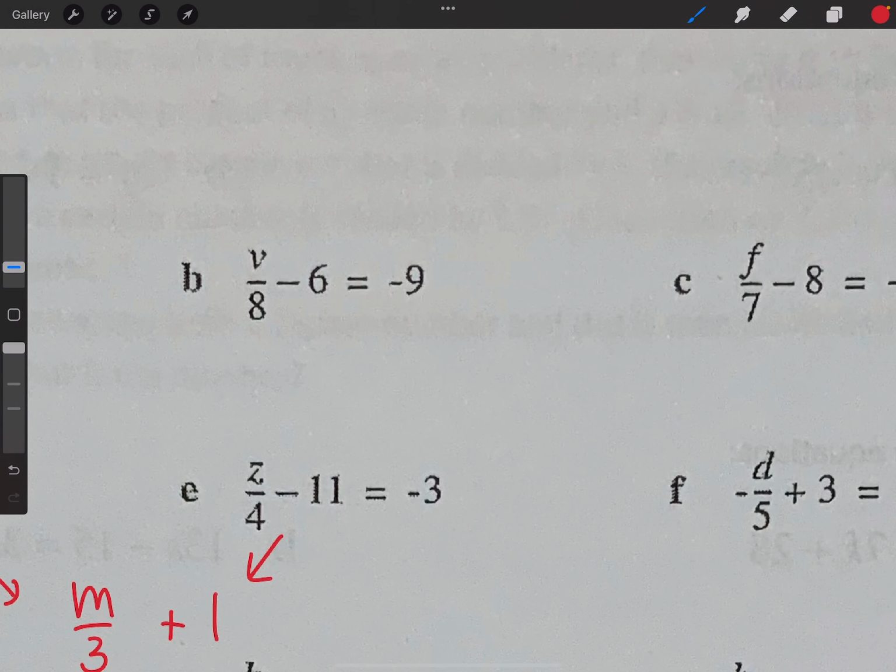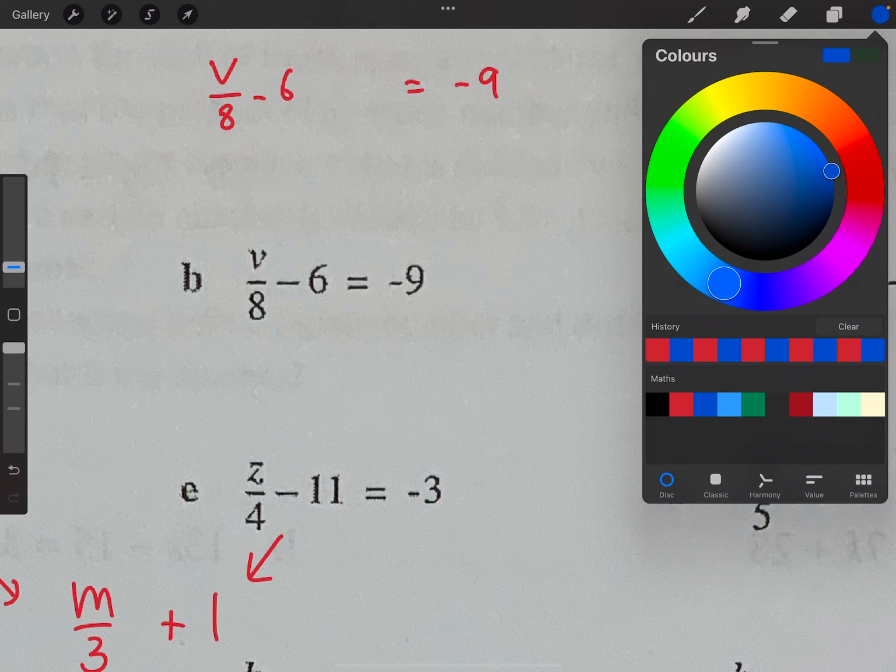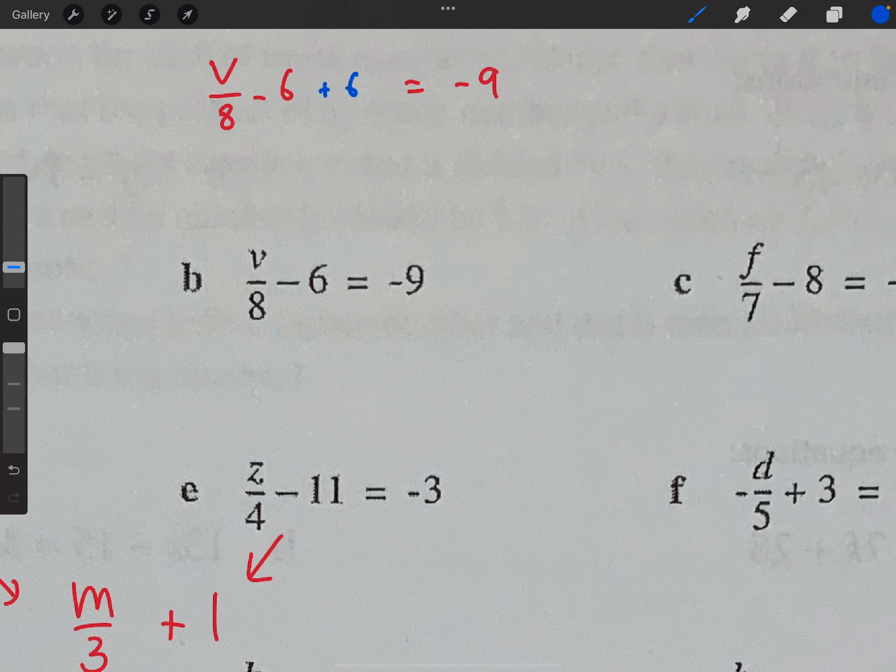Okay, so you've got v divided by 8 minus 6. So the first thing I would like to do is get rid of this minus 6. This minus 6 is just sitting by itself, so it's easy to remove. I don't want to deal with the 8 yet. So imagine I rewrite this question like this: v divided by 8 minus 6 equals minus 9. So the first thing I'll do is add 6 to both sides.